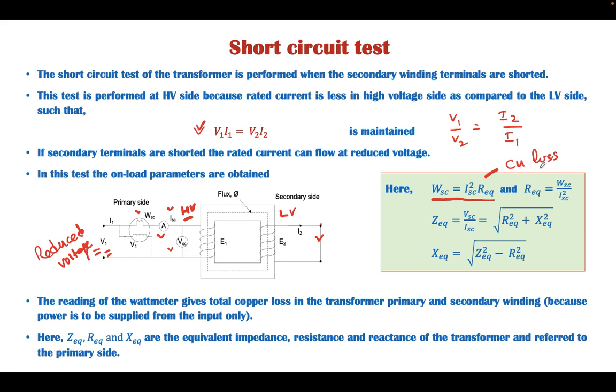It occurs majorly in the copper part of the winding, and that is known as I square R loss in other words. Because it is the reading of WSC, WSC is given by ISC square R equivalent. Now, why is it R equivalent?